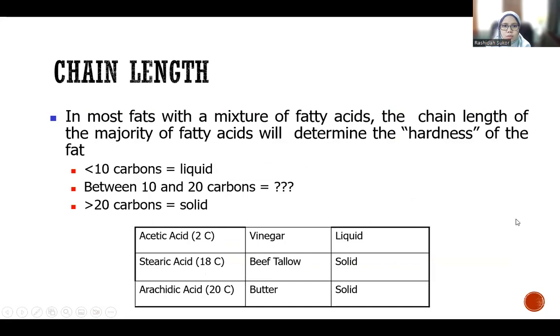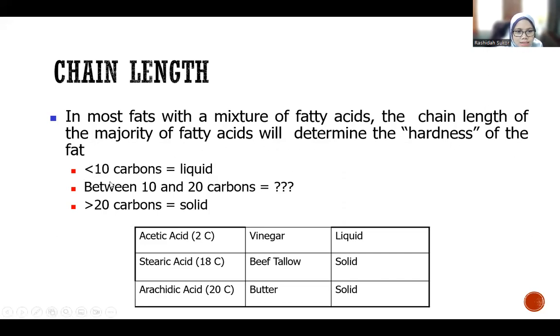In most fats with a mixture of fatty acids, the chain length of the majority will determine the hardness. Hardness means how easy it is for it to become liquid. It is the term for solid fat. If we want to measure hardness, you have to use an instrument, the texture analyzer. The texture analyzer can give you the hardness as a reading.